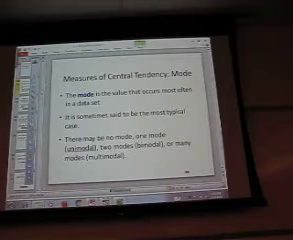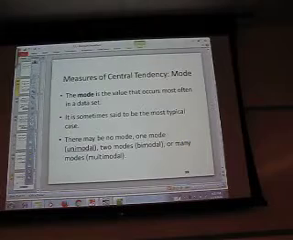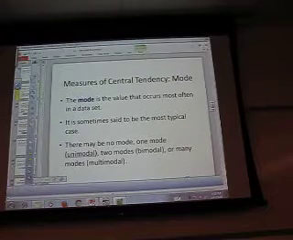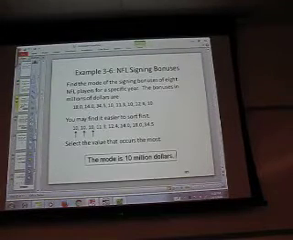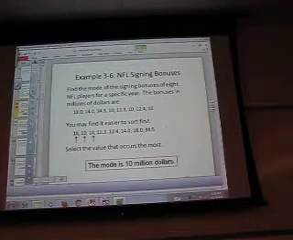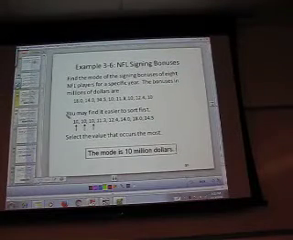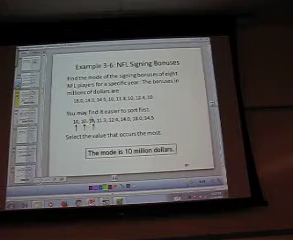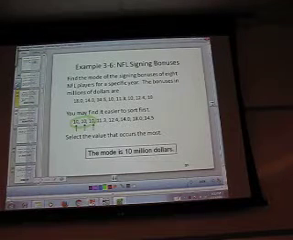Did I put that in there? Yeah. So why don't you guys go ahead, I'll give you an example first, sorry, 2 examples. So here's one, signing bonuses. You can clearly see that there are 3 10s, so that's the most, that's the mode.